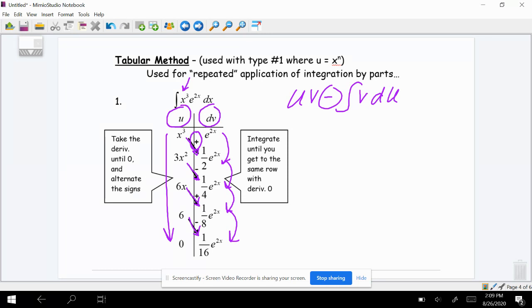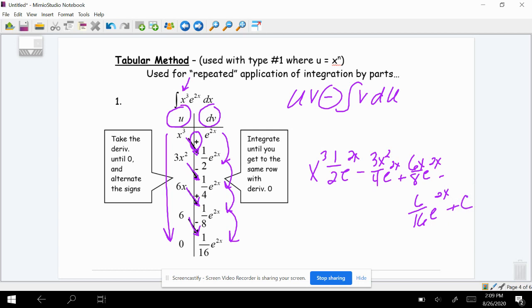So my answer for this one, my first term would be x cubed and then a 1/2 e to the 2x, or you could put the x cubed on top of the 2. My next term is going to be negative, because I multiply by a negative, 3x squared over 4 e to the 2x. My next term is going to be positive 6x over 8 e to the 2x. And my last term is going to be negative 6 over 16 e to the 2x plus c. And if you want to go back and simplify fractions, you can. I usually don't because the AP doesn't care if I do or not, and I've done enough work.